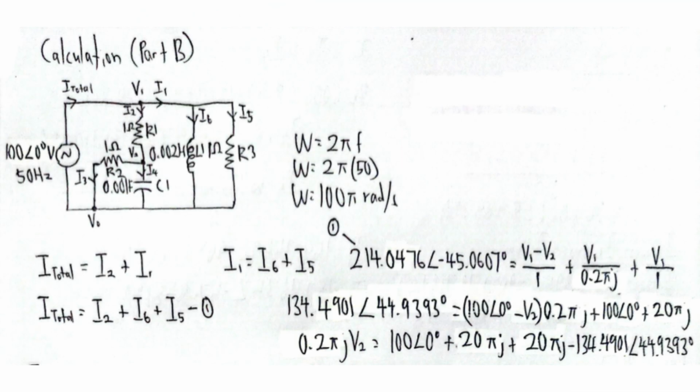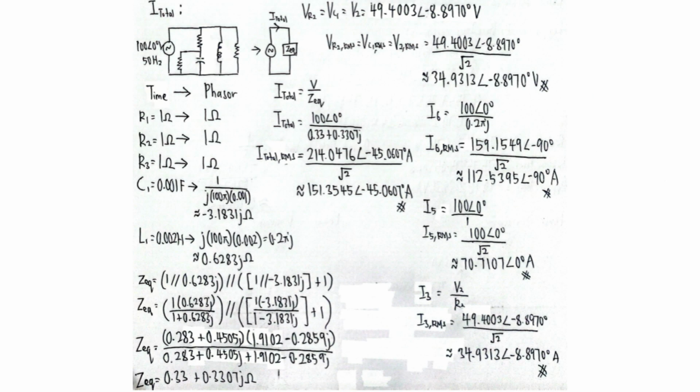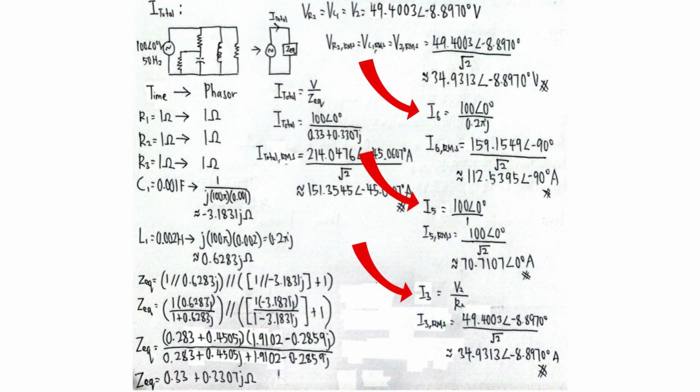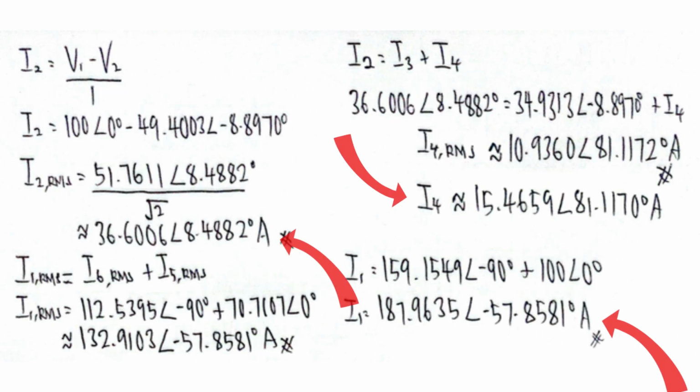Here we can see that the voltage at node 1 is equal to 100 volts with 0 phase angle. As for the voltage of node 2, it is equal to 49.4003 with phase angle of negative 8.8970. We converted all the peak values to RMS values because the simulation is done in RMS value. Now, using the formula that we found from nodal analysis, we can find the value for each current.